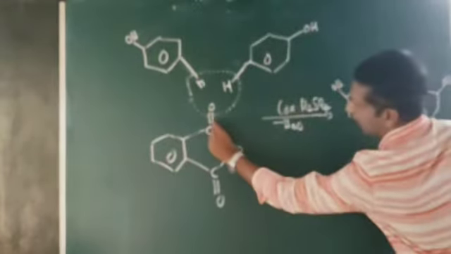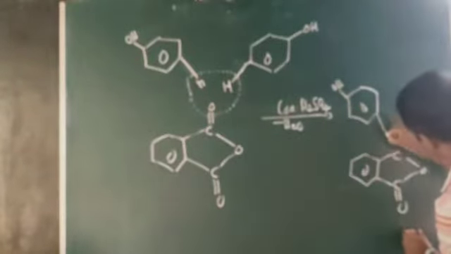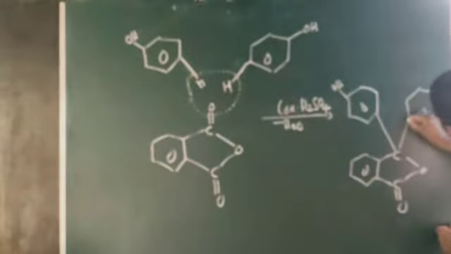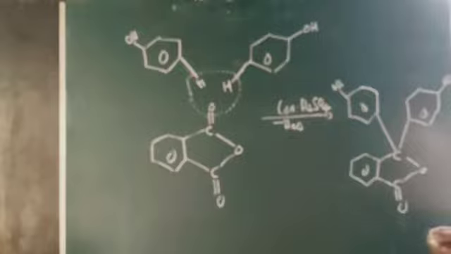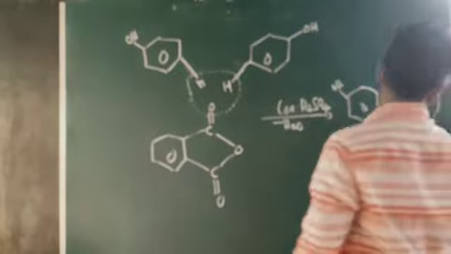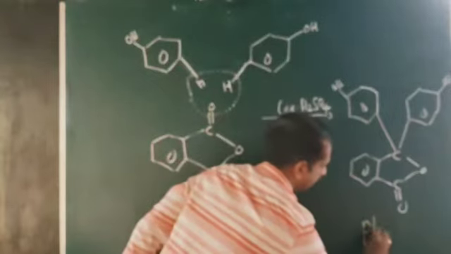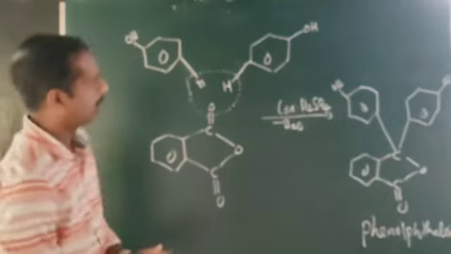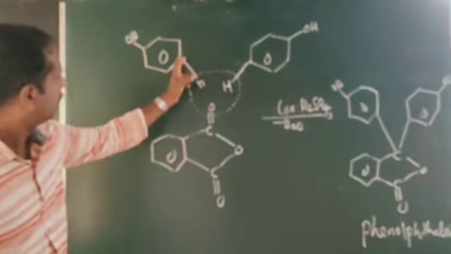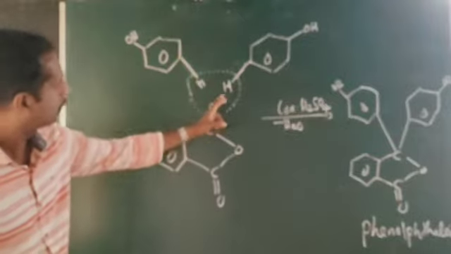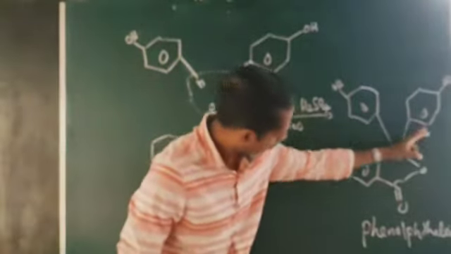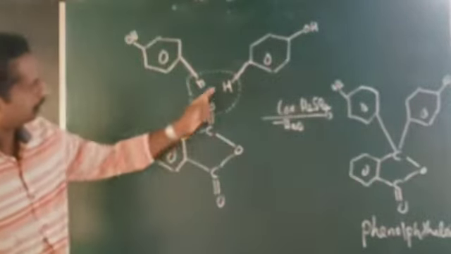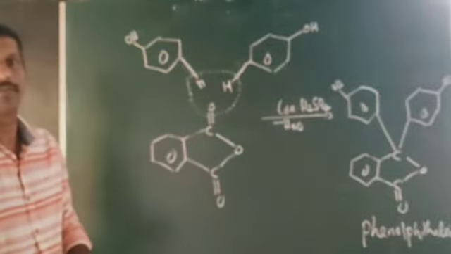Then what is happening? One of the double bonds is joining, so here is a bond. One bond is joining with this phenol molecule, and the other bond is joining with this phenol molecule. Clear? And this is the structure of phenolphthalein. I think it is clear to you. This bond is joining with the para position of this phenol molecule, and this bond is joining with this one. This is the structure of phenolphthalein. Clear? Okay, look here. So water molecule will be eliminated.